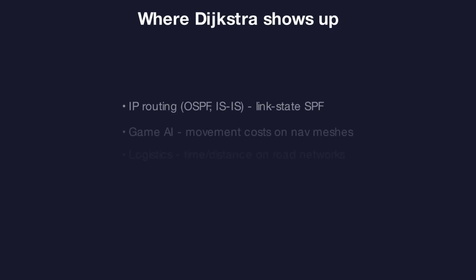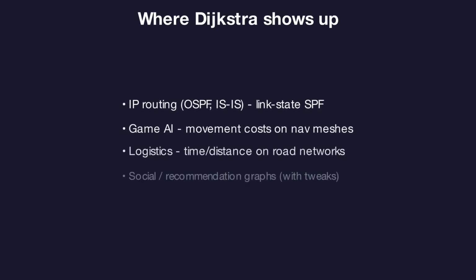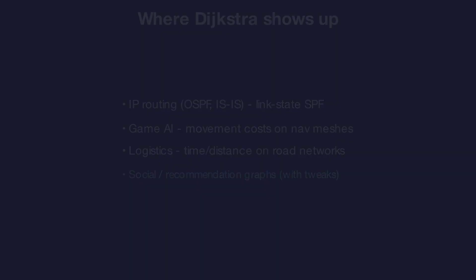You have probably used Dijkstra without knowing the name. Link-state routing protocols, such as OSPF and IS-IS, run a variant of shortest path first on a map of routers and link costs. Games pathfind on navigation meshes with movement costs. Logistics engines minimize time or fuel on road networks modeled as graphs. Social and knowledge graphs sometimes use weighted shortest paths as a building block for ranking or similarity, though production systems add many extra heuristics. The pattern is universal. Model connections, assign costs, run shortest paths.